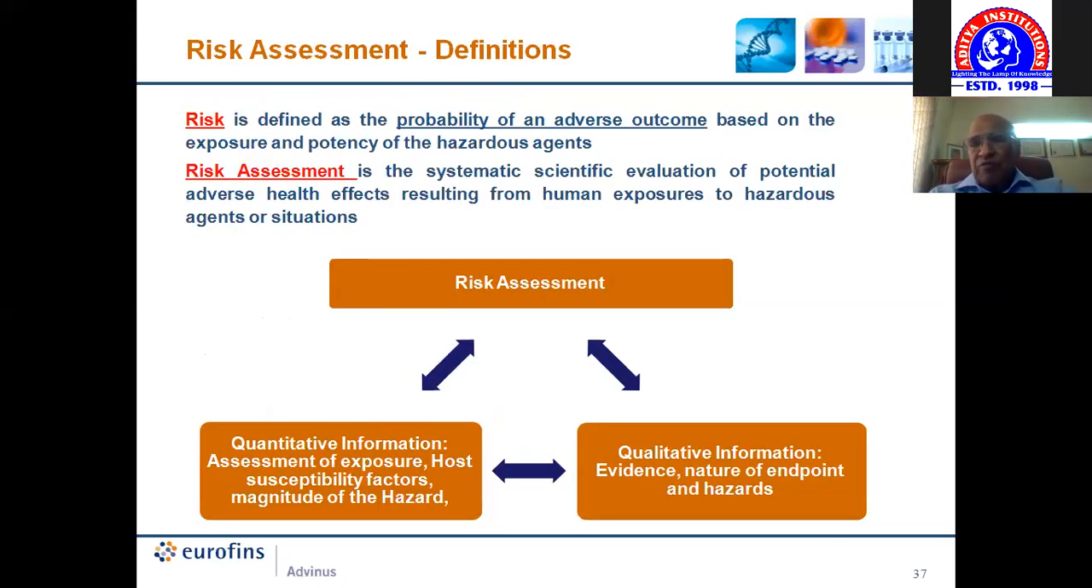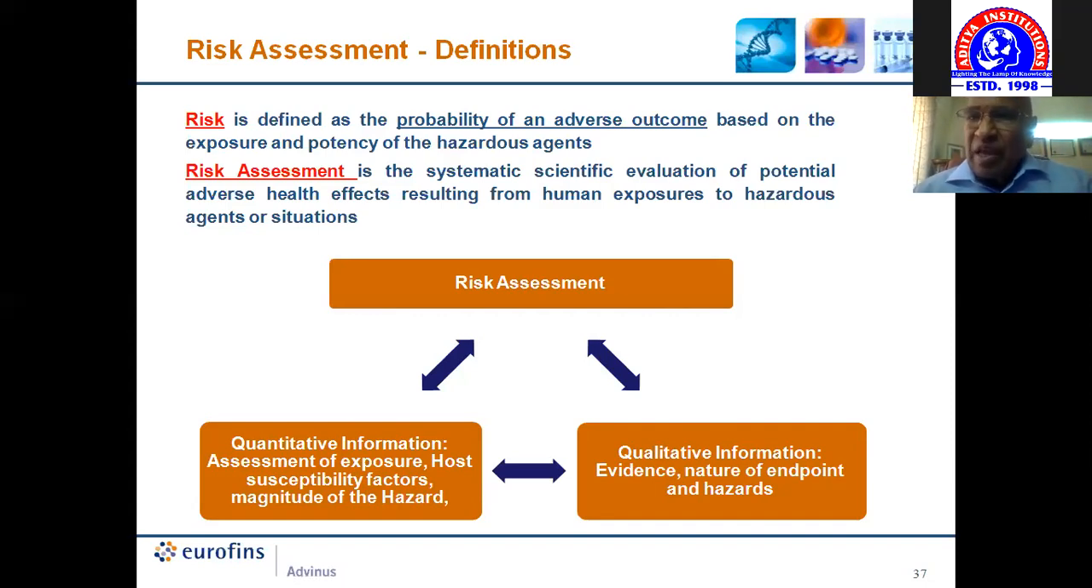Okay, now I'm changing from drug development interaction with the agency to a totally new area, which is also toxicology: risk assessment. After having developed the data, before we go to the agency, our objective is to see whether there is a risk with this drug. So I want to introduce the concept of risk assessment. Risk assessment is defined as the probability of an adverse outcome based on the exposure. Very important. Exposure is important.